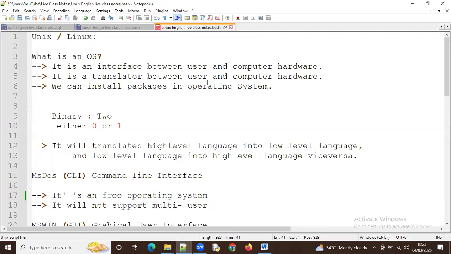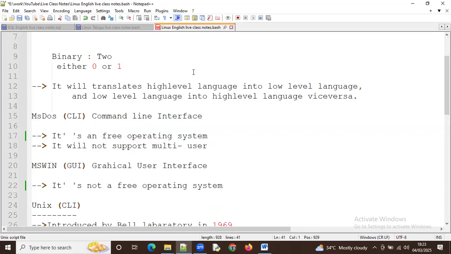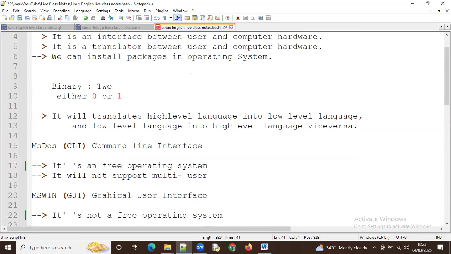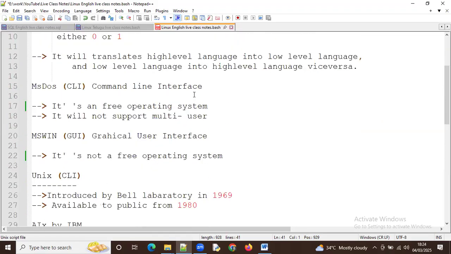Two digits, either 0 or 1, and the OS also translates or converts high level language into low level language, and vice versa. Because human language is not understood by the system, and we can't understand the system's language. That's why it is easy to translate between the system language and high level language.